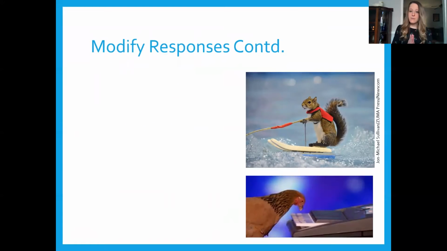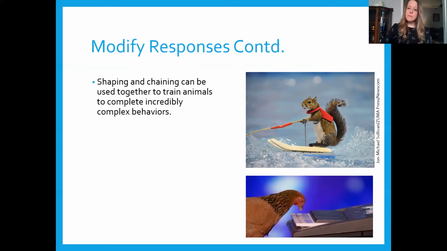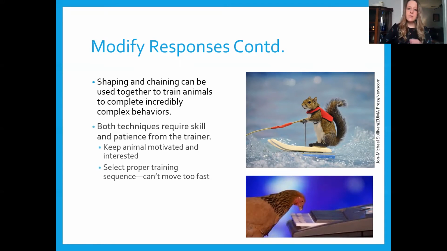Complex sequences of behavior can be learned through operant conditioning, but this takes considerable amounts of time and strategies such as shaping and chaining. Shaping rewards successive approximations of a desired behavior and is useful when the desired behavior is very unnatural for the species.